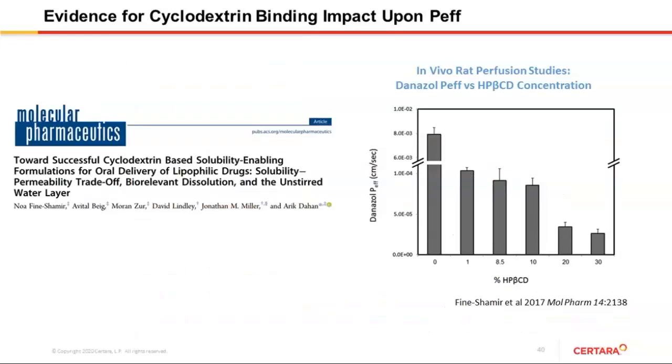In terms of evidence for this type of model, there is some very nice work from the laboratory of Eric Dahan. In this case, they used danazol in rat perfusion studies in the presence of cyclodextrin, and you can see the trend in the reduction of Peff as the cyclodextrin concentration increases.